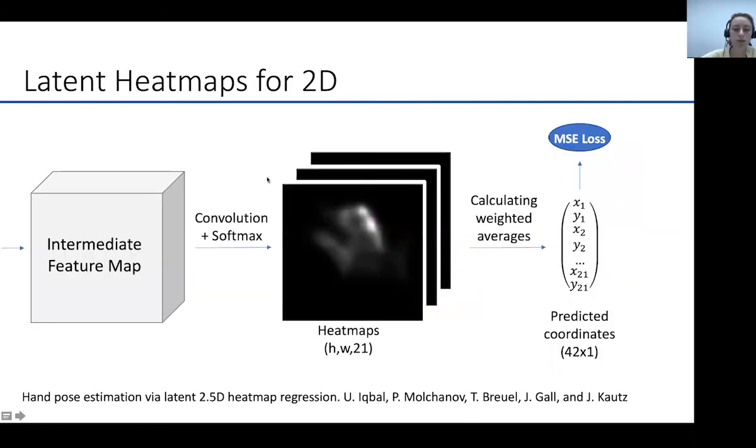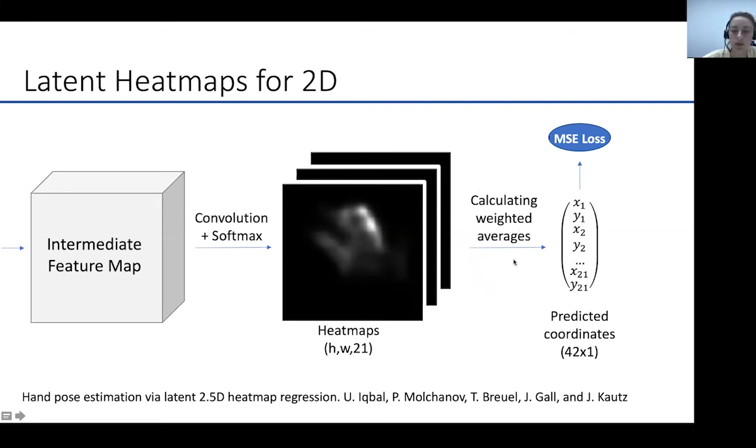So how was this done? It is all CNN. It outputs some intermediate feature map. Then we applied to this feature map also some convolution and the softmax. Softmax is applied for each heat map. So softmax for one heat map, softmax for another heat map, so the values of one heat map should sum up to 1.